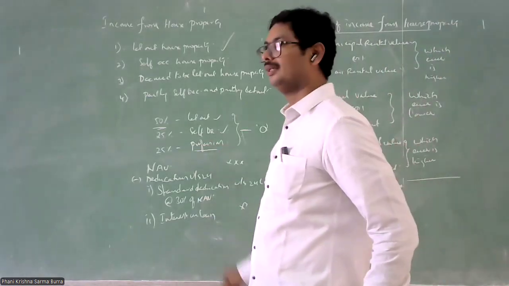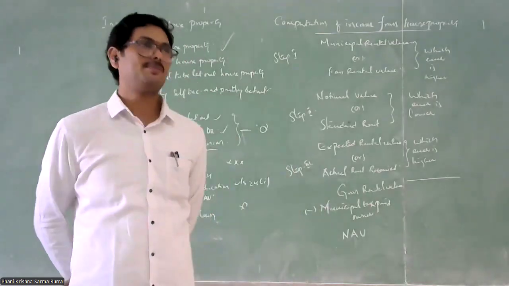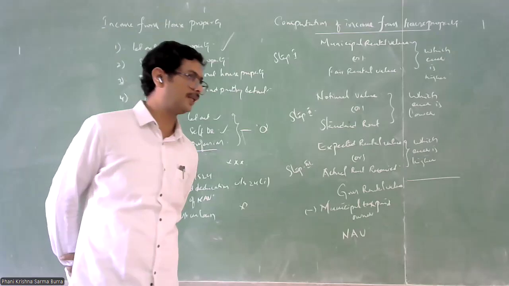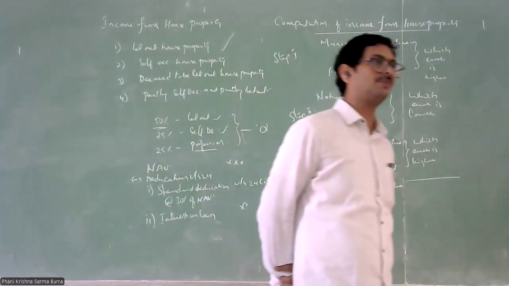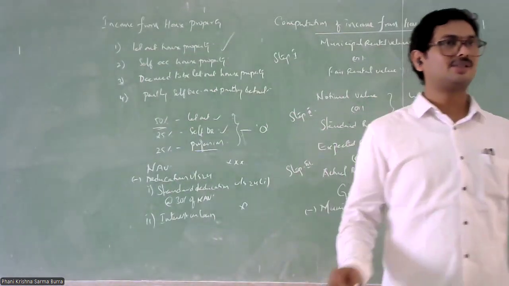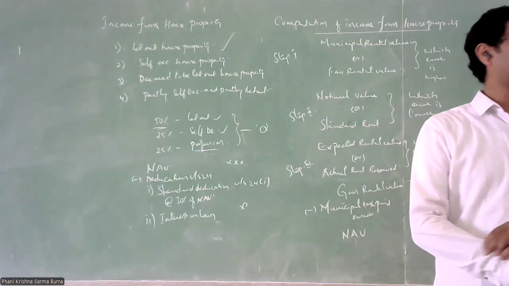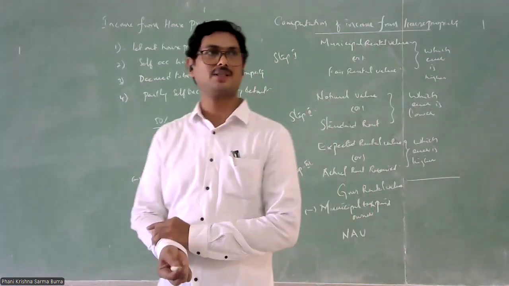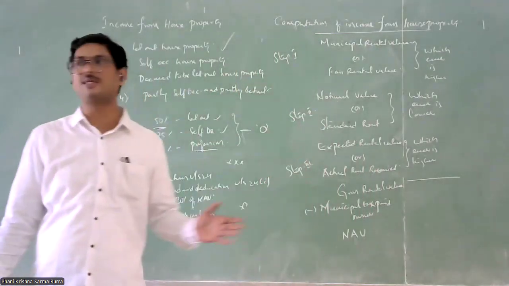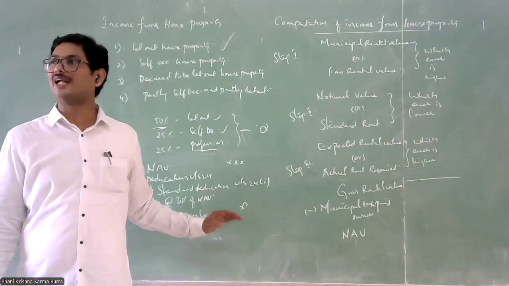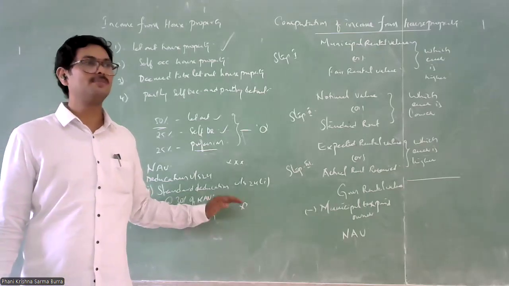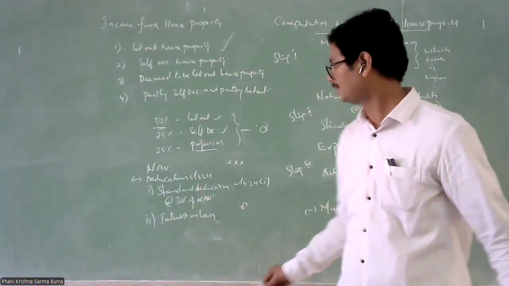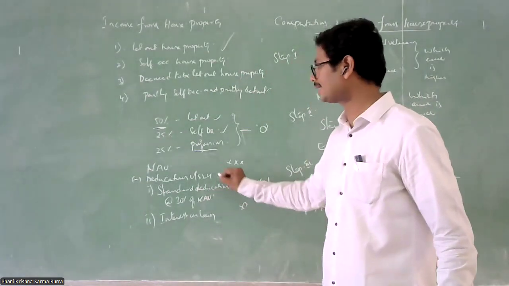And one more thing: sometimes the owner has two portions, one portion self-occupied and another portion used as his own business or profession. In case of own business or profession, the net annual value becomes zero.